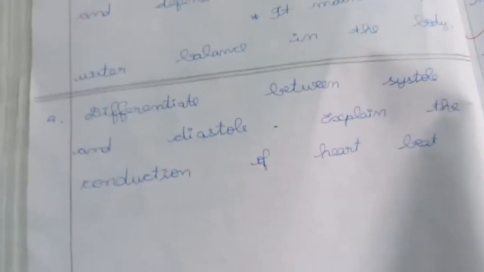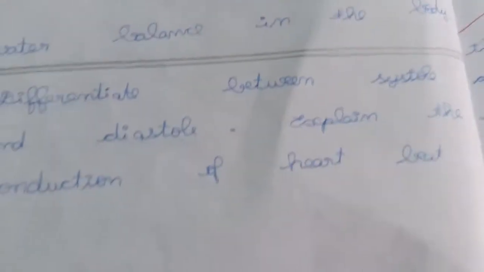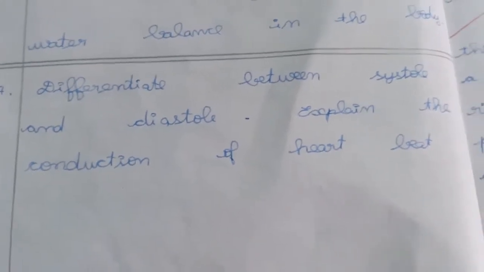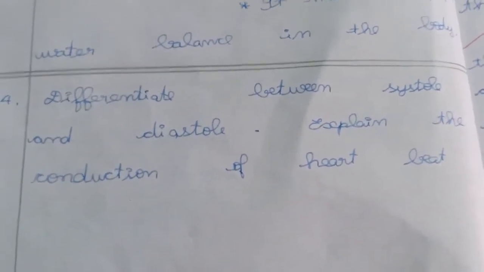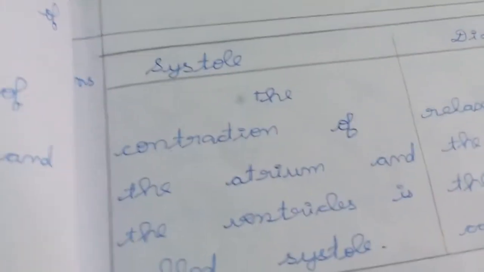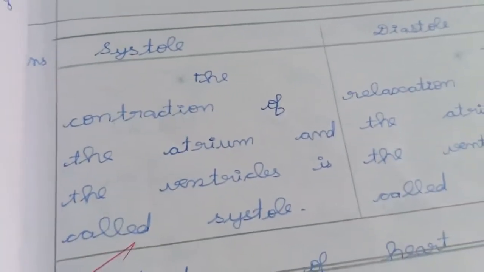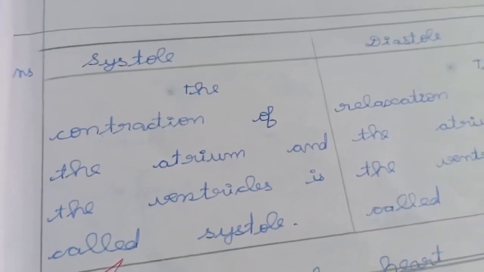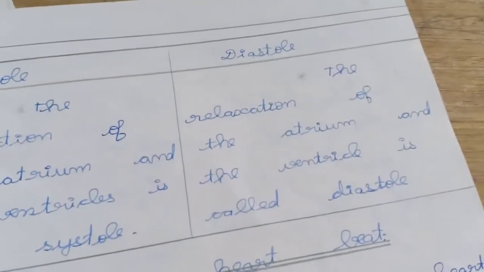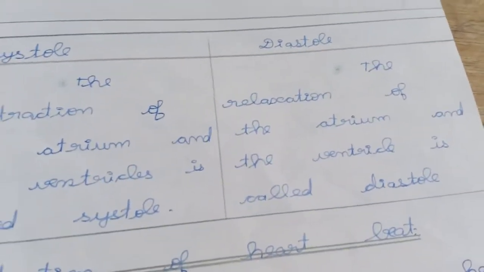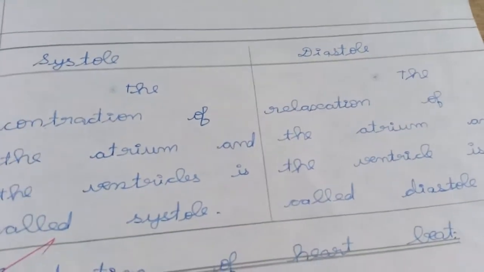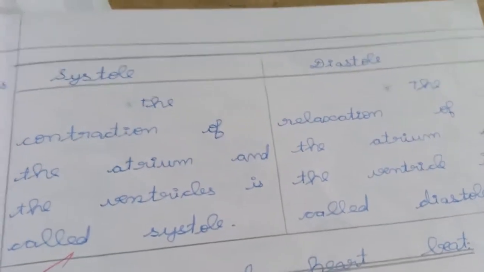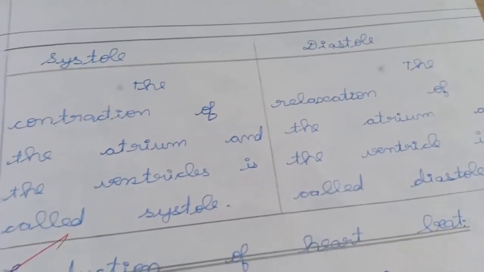Question number 4. Differentiate between systole and diastole. Explain the conduction of heartbeat. So first we are going to find the difference. The contraction of the atrium and the ventricle is called the systole. The relaxation of the atrium and the ventricle is called the diastole. So first we have learnt the difference. Contraction is systole and relaxation is diastole.